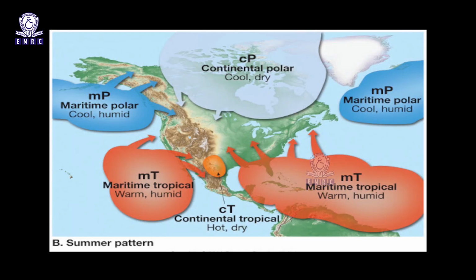Maritime tropical air masses. The weather of South and Southeast Asia is controlled by maritime tropical air masses, which are known as summer monsoons. They are warm, humid and unstable. They yield torrential rainfall when they are forced to ascend by mountain barriers.